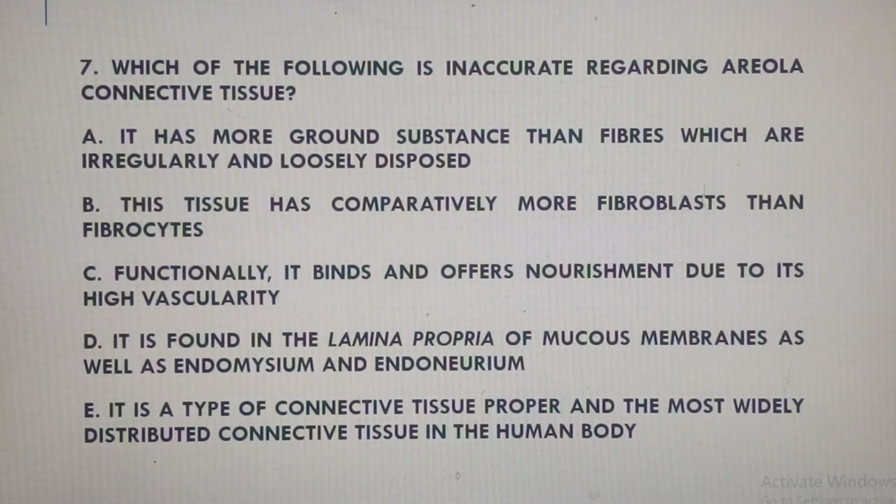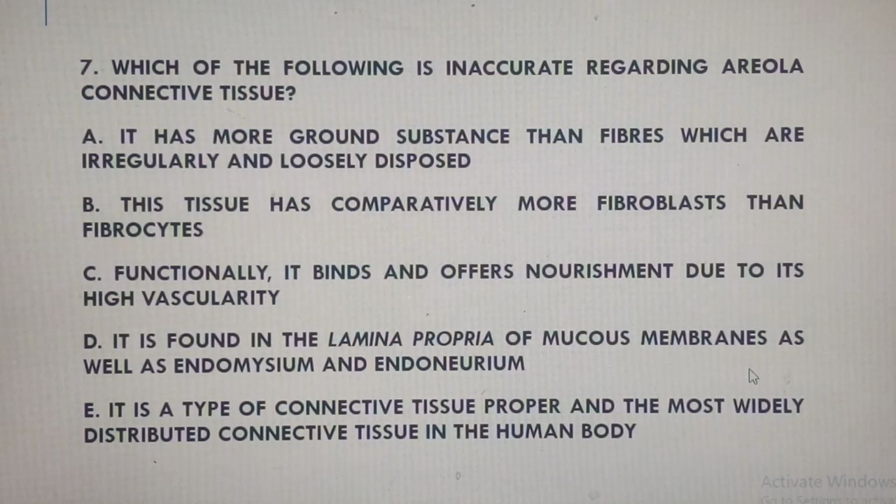So yes, indeed, we are going to find more fibroblasts than fibrocytes. Now let's go to option C. Functionally, it binds and offers nourishment due to its high vascularity. Yes, that's a very true statement. The type of connective tissue, areolar, beneath every epithelium is going to be there. It's going to have a lot of blood vessels, so it's highly vascular, and it's going to bind structures and then offer that nourishment.